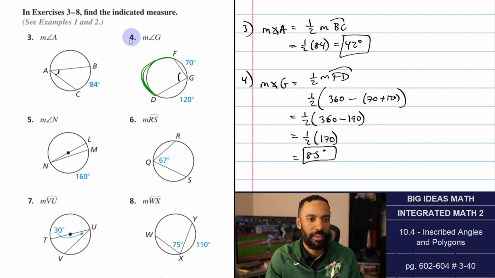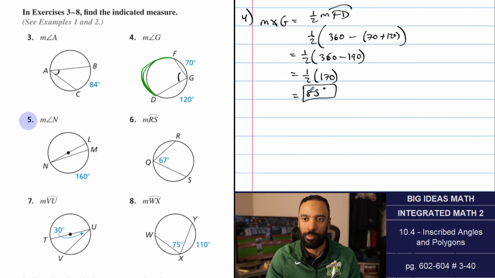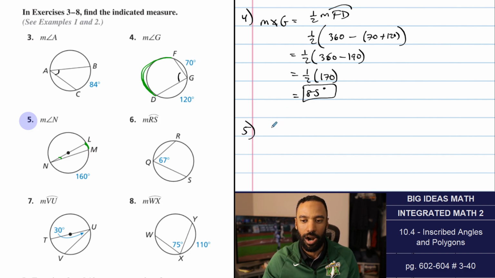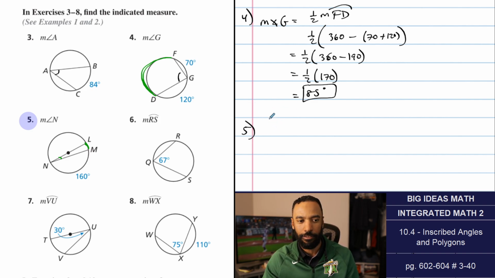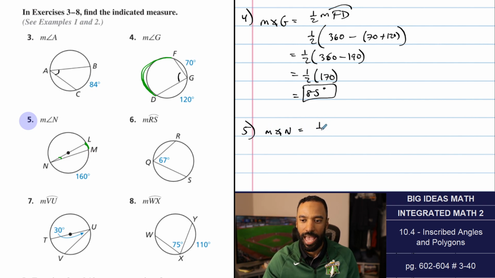Okay, let's do number 5. Measure of angle N, that tiny one. And, you know, I like to assume that these things are pretty drawn to scale. So if I get a really tiny answer, then I feel like I did something right. So measure of angle N, this little guy, is going to be half the measure of this intercepted arc LM. And LM is supplementary to the arc NM because they form to make a semicircle together. So the measure of angle N is half the measure of arc LM, which is half of 180 minus 160.